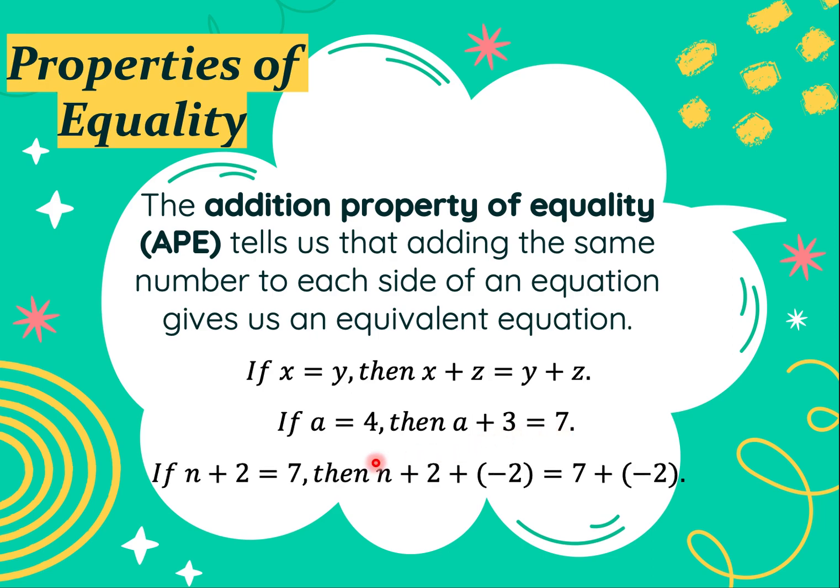And the last example: if n plus 2 is equal to 7, then n plus 2 plus -2 equals 7 plus -2. Actually, grade 7, even if we subtract a number on both sides of the equation, that property also belongs to the addition property of equality. Even if we add -2 or subtract 2 on both sides, the property we are using is the addition property of equality, which is very useful in simplifying linear equations.